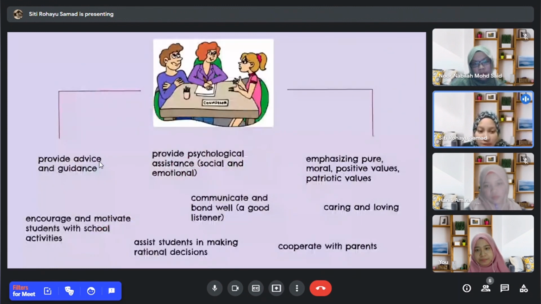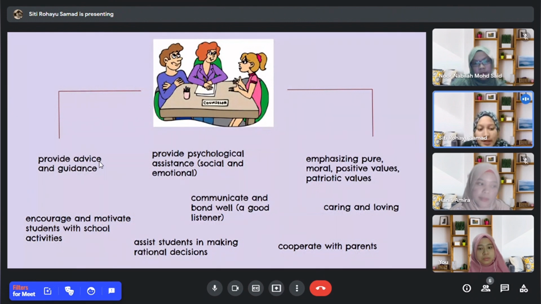So teachers provide advice and guidance. They are responsible for providing guidance and advice to these troubled students in a variety of appropriate ways. They also need to provide psychological assistance, especially from social and emotional aspects. For instance, they calm students by being positive and using words of inspiration so that the students will be motivated. And then teachers must emphasize pure moral values, positive values, patriotic values, and any other values.